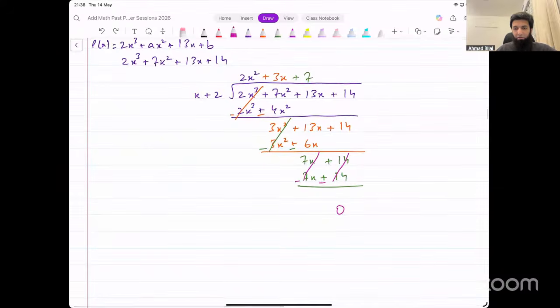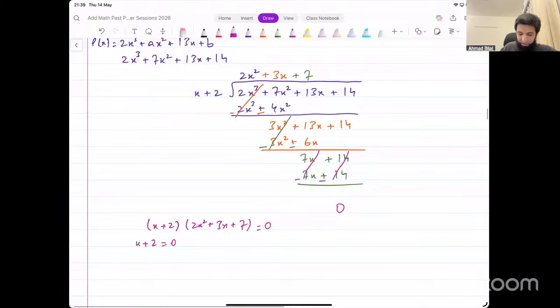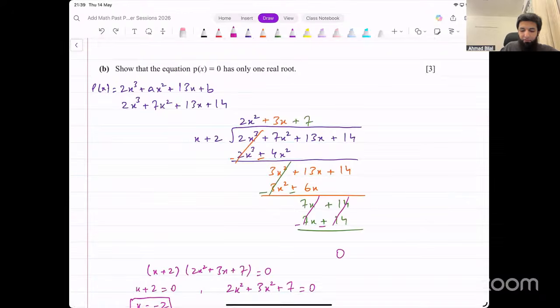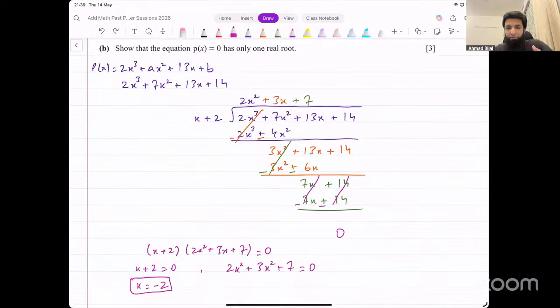Now, all you have to do is equate this other factor to 0 and see if you get any other solutions from this. So the polynomial now becomes x plus 2 into 2x squared plus 3x plus 7 equal to 0. The first factor gives us x plus 2 equal to 0 and x equals negative 2. That's one solution that we've got. Now, from the other equation, 2x squared plus 3x plus 7 equal to 0, we need to show that it has only one real root.